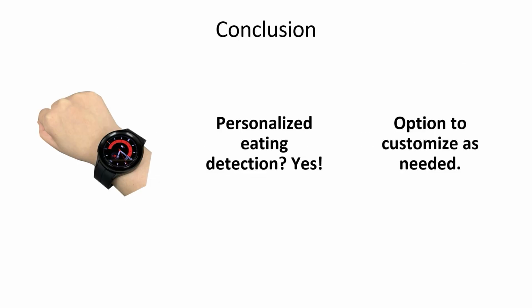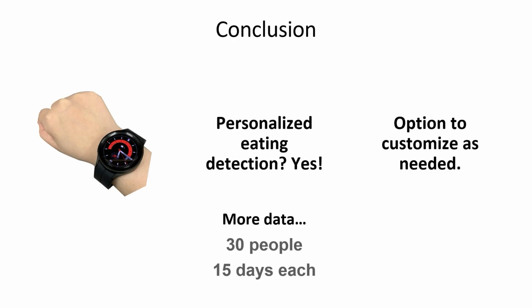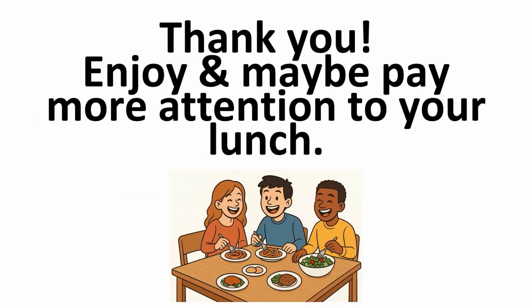So in conclusion, personalized eating detection can work well to improve the accuracy and reduce false alarm frequency. But there is variation among individuals in who benefits from the group model, individual model, or hybrid model. So it gives an opportunity to customize each model as required by each person. We are now collecting more data from 30 people for better validation.